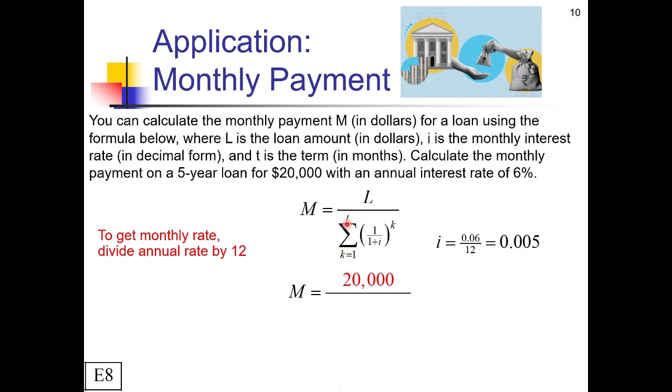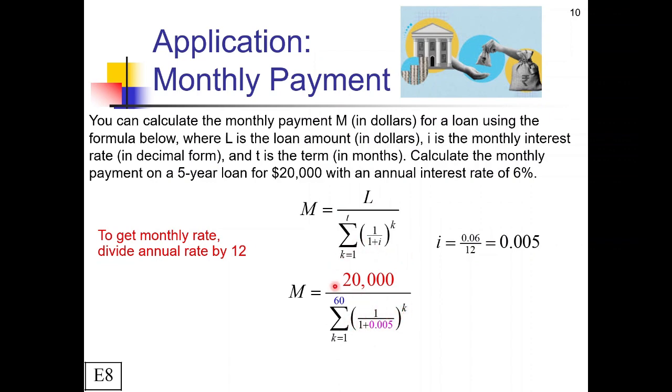But this T I actually have to replace with something. Again, this was the term, how long the loan was for in months. Since it's a 5-year loan, we need 5 times 12, or 60, for that upper limit of summation. And now in this parentheses, the i is going to get replaced with this 0.005. So we have 1 over 1 plus all that. And the k we're just leaving in there, again, because we need it for this summation.